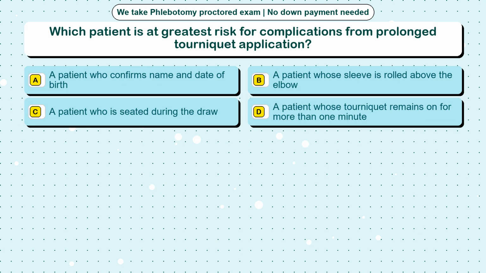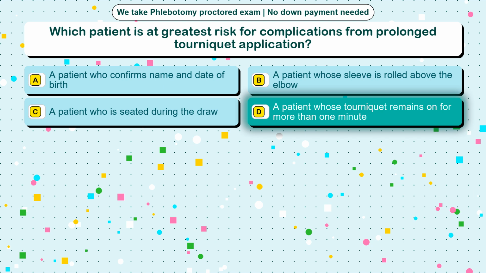Question 17. Which patient is at greatest risk for complications from prolonged tourniquet application? Option A. A patient who confirms name and date of birth. Option B. A patient whose sleeve is rolled above the elbow. Option C. A patient who is seated during the draw. Option D. A patient whose tourniquet remains on for more than 1 minute. The correct answer is option D.